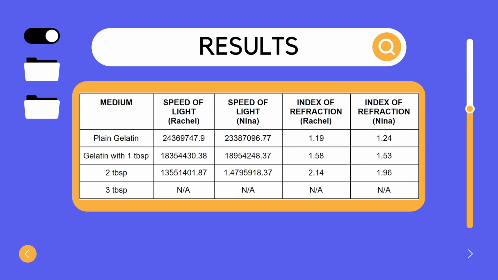Using the equations mentioned in the previous slide, we were able to obtain the following results. The speed of light in the gelatin decreased as the amount of salt content in the gelatin increased. Therefore, the plain gelatin has the fastest speed of light in the samples. Same with the index of refraction. The values decrease as the amount of salt increased.